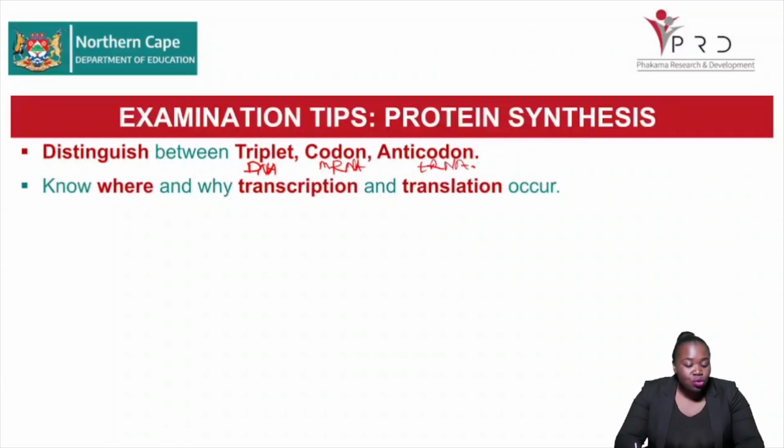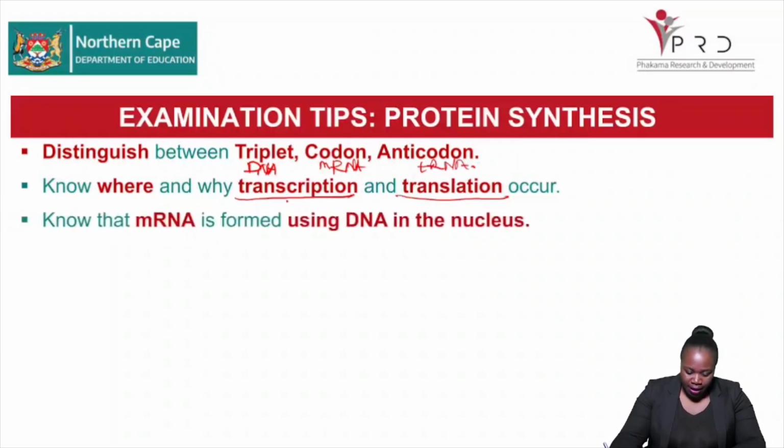You should also know where and why transcription and translation take place. Transcription takes place in the nucleus in order to form mRNA. Translation takes place in the cytoplasm in order for the formation of the protein. Know that mRNA is formed using DNA in the nucleus.